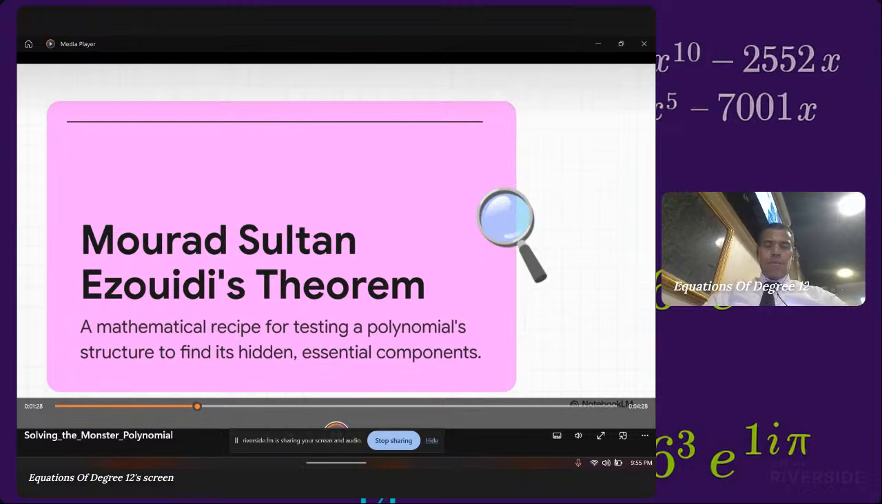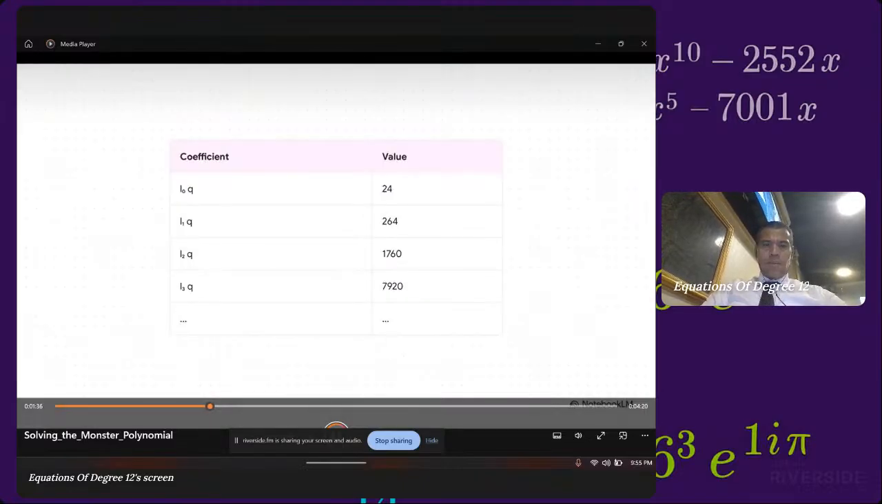It's our recipe. It's going to let us test every single piece of that monster polynomial and figure out what it's actually made of. And speaking of recipes, here are our ingredients. The coefficients, all those huge numbers from our monster equation, that's what we're going to feed into our theorem, one by one.